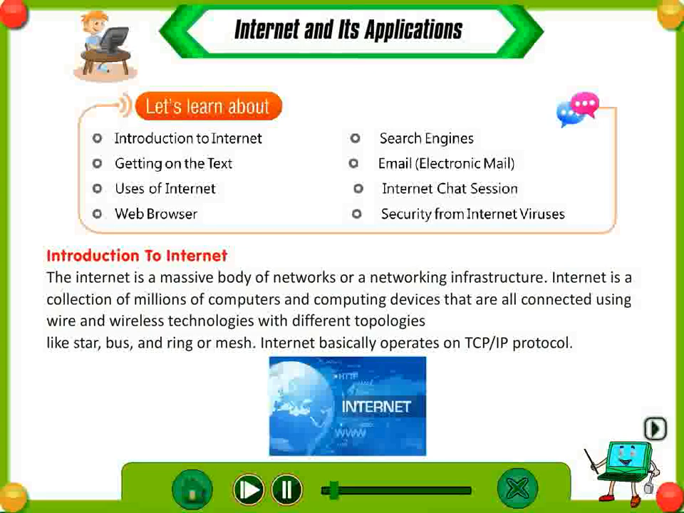Introduction to Internet. The Internet is a massive body of networks or a networking infrastructure. Internet is a collection of millions of computers and computing devices that are all connected using wire and wireless technologies with different topologies, like star, bus, and ring or mesh. Internet basically operates on TCP/IP protocol.